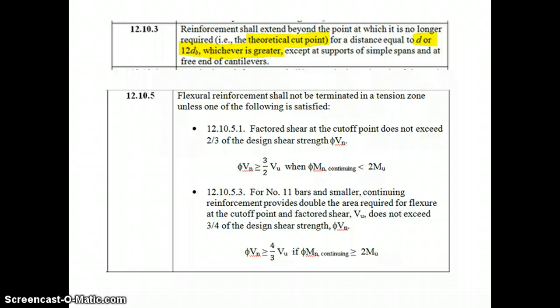If among those 4 first possible termination points we determine we're planning on terminating some rebar in a tension zone, we need to consider section 12.10.5. One of these 2 criteria need to be satisfied, either 12.10.5.1 or 12.10.5.3. To determine which one applies, we check, is phi-Mn continuing less than or greater than 2 Mu? And we use the appropriate section depending on which is true. So we'll either be checking if phi-Vn is greater than or equal to 3/2 Vu, or phi-Vn is greater than or equal to 4/3 Vu. And this is really sections C and D on our project submittal.